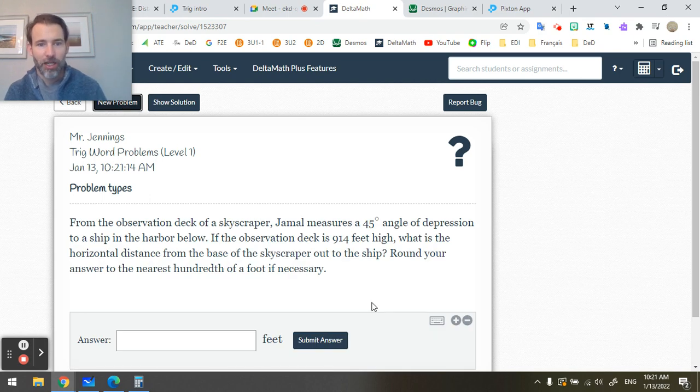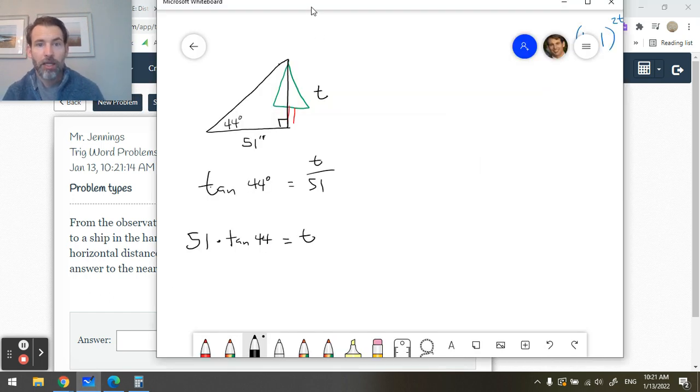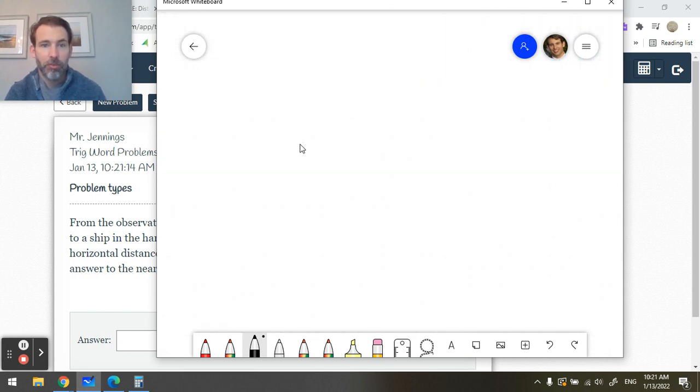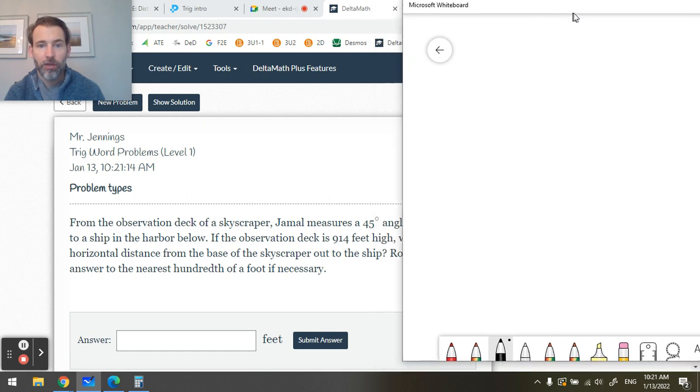From the observation deck of a skyscraper, Jamal, oh, there you are, Jamal, measures a 45-degree angle of depression to a ship in the harbor below. The observation deck is 914 feet high. What's the horizontal distance from the base of the skyscraper out to the ship? Okay, so let's get ourselves some fresh paper. Fresh paper. There we go. Move this over here.